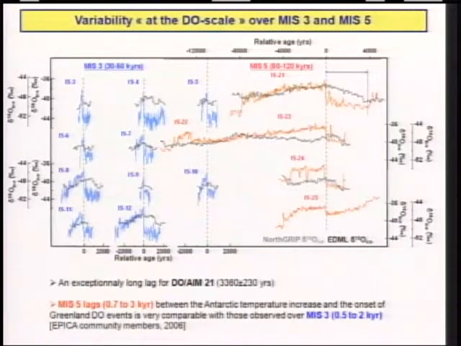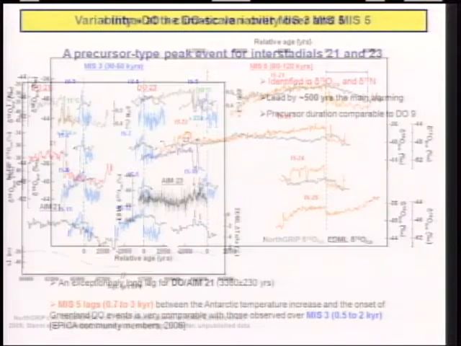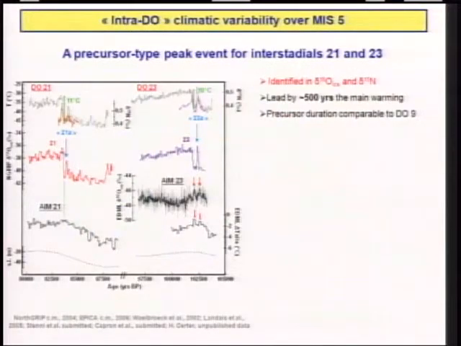Okay. So I will speed up a little bit. So that was the general seesaw pattern, and we can also have a look at what happened at a shorter time scale, that is to say the intra-Dansgaard-Oeschger variability. And here I just focus on two Dansgaard-Oeschger events of marine isotopic stage 3, so DO 21 and 23, that are characterized by a precursor type event at the very beginning.